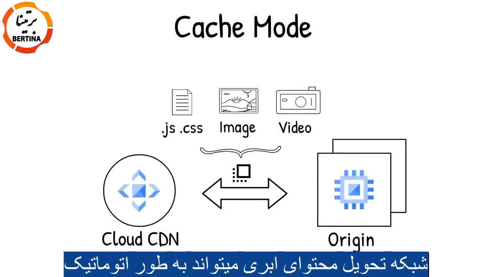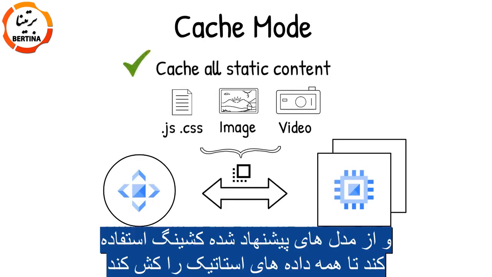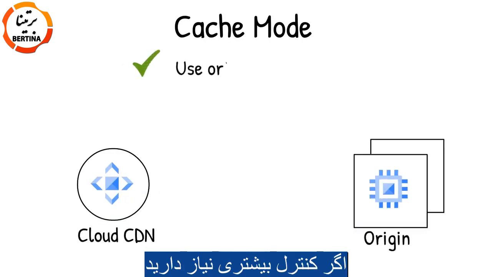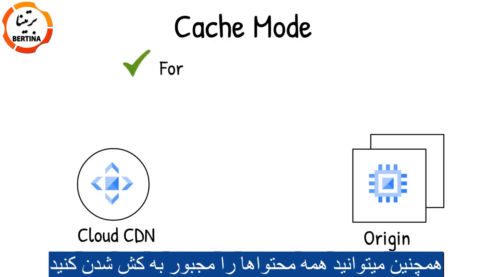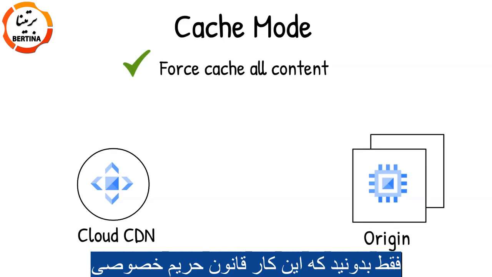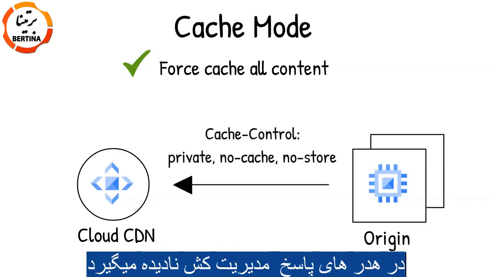Cloud CDN can automatically cache this content with just a single checkbox using the recommended cache modes to cache all static content. If you need more control, you can direct Cloud CDN by setting HTTP headers on your responses. And you can also force all content to be cached. Just note that this ignores the private, no store, or no cache directives in cache control response headers.